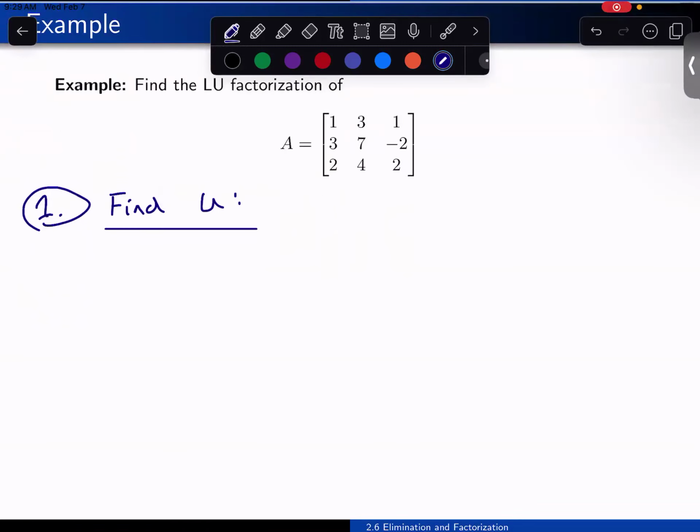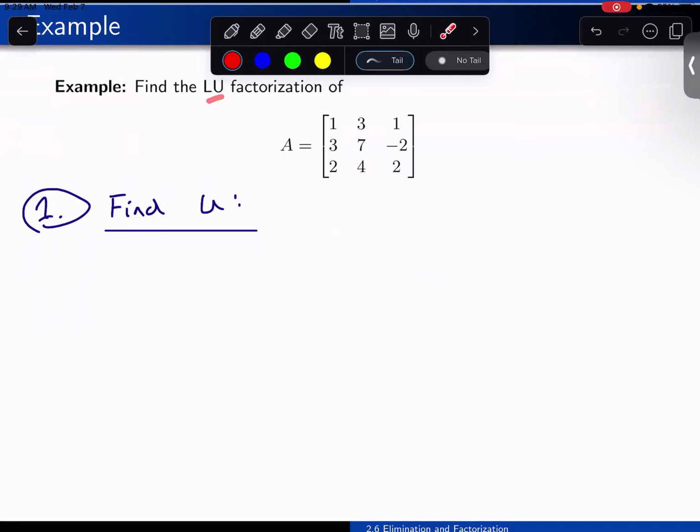And because we're doing LU factorization, we're going to want to think in terms of elimination matrices and not the row operations. So I'll go through this relatively quickly, because this first step is pretty familiar.